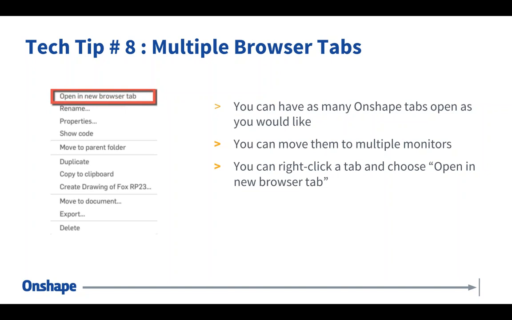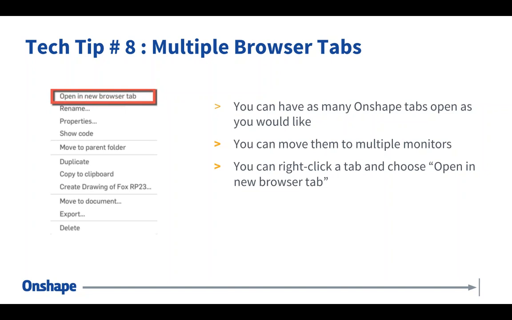So you can have as many Onshape tabs open as you would like. You can have parts open, assemblies open, drawings open. You can see things live update if you choose to. You can move as many tabs to as many monitors as you would like, right? Because again, that's part of your browser functionality. So you can create multiple tabs. You can move tabs to different monitors. You can right-click a tab, and we even have a dedicated option to open a new browser tab.